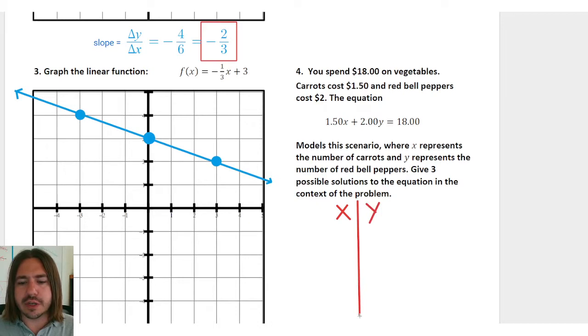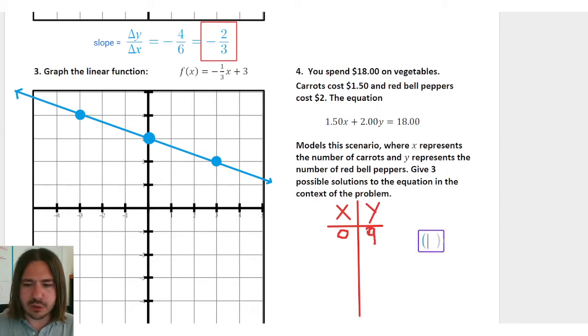And the only thing that's really not going to work here, because it's asking for just any 3 possible solutions, is so let's say we buy 0 carrots. Okay, so I'm going to put 0 here. If I buy 0 carrots, then I'm going to have this equation over here, 2y equals 18. And so in that case, if I divide by 2, I'm going to get 9. So if I buy 0 carrots, that means I bought 9 red bell peppers. So one of the coordinates that could work, or one of the possible solutions, could be 0, 9.